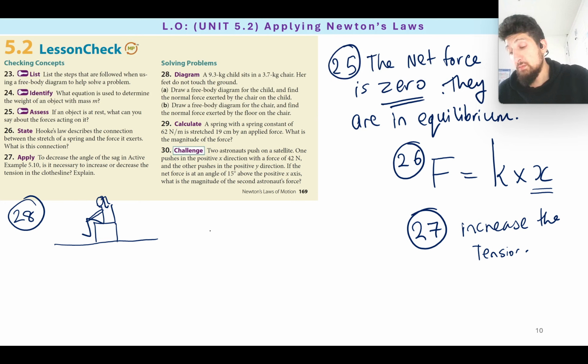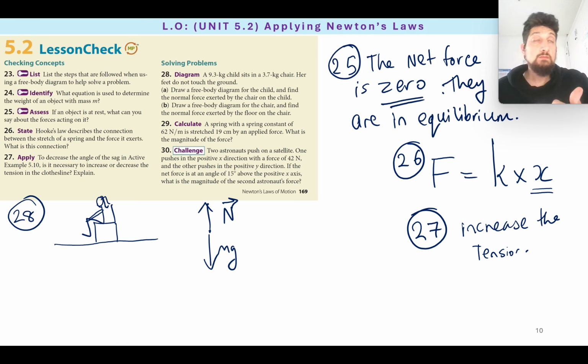We've got mg acting down, or weight, and we've got the normal force acting upwards on the child. That's what it looks like. Find the normal force exerted by the chair on the child. They don't care about the floor or the ground. They want the chair on the child.